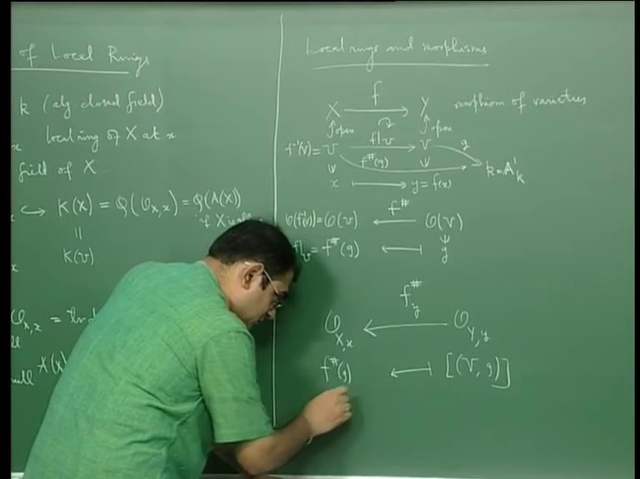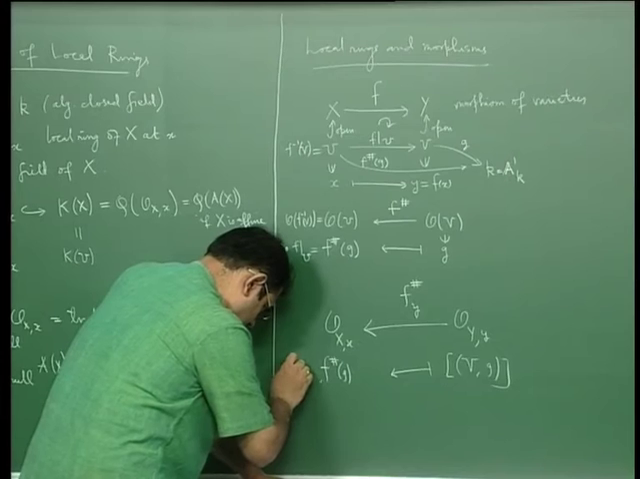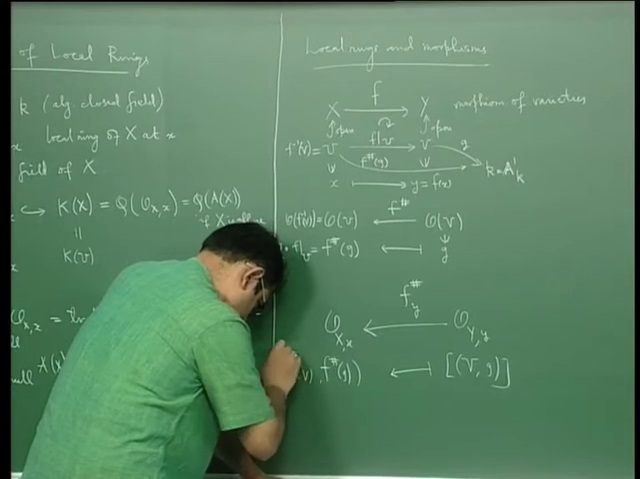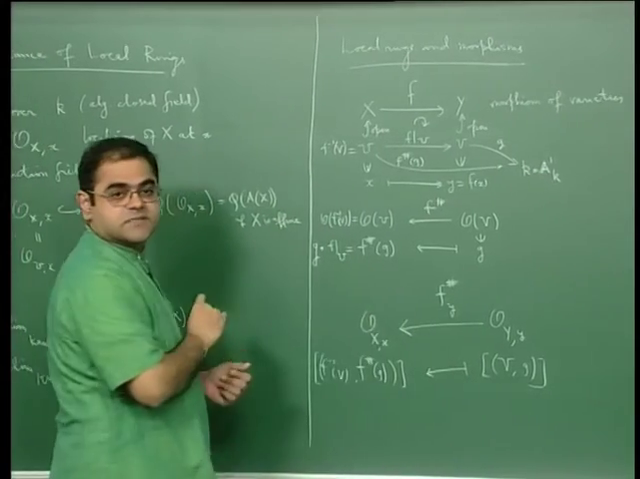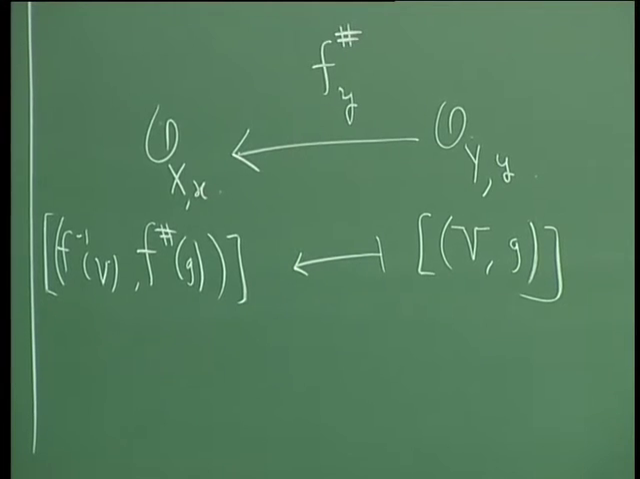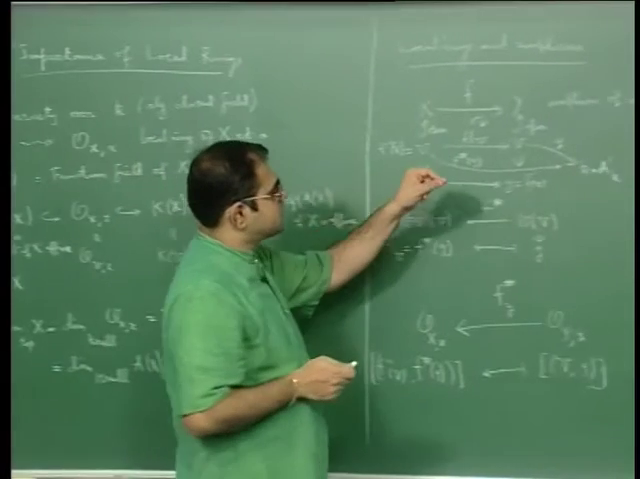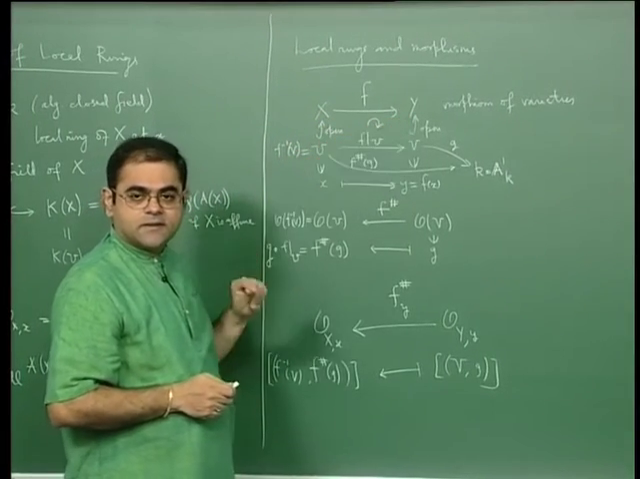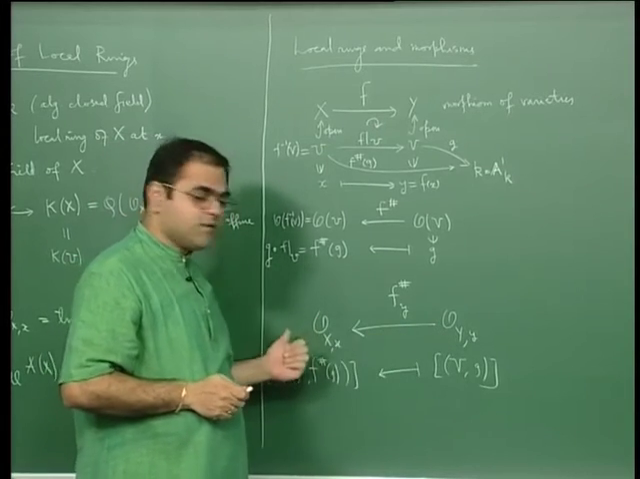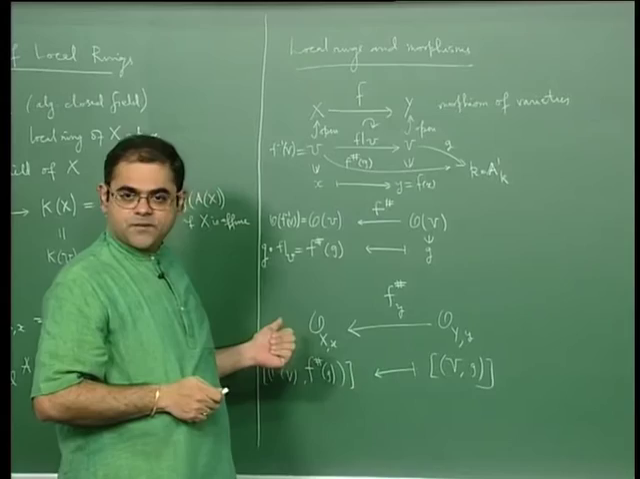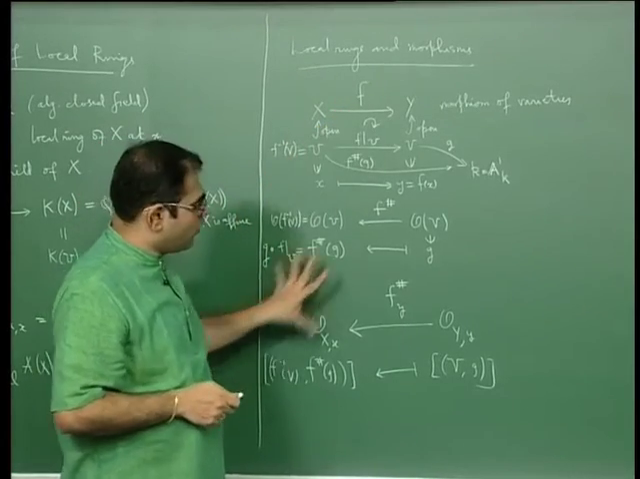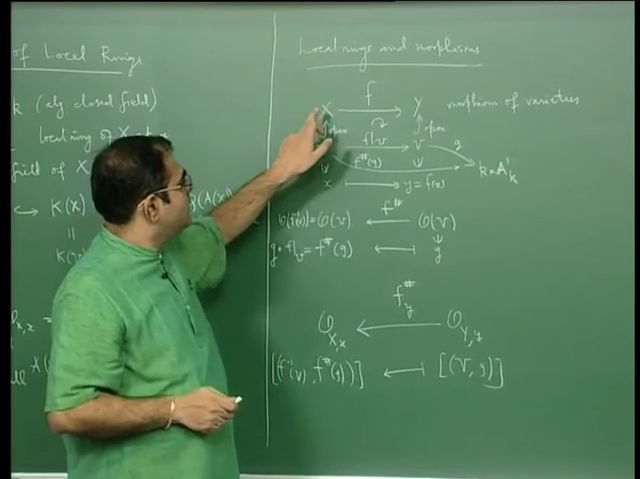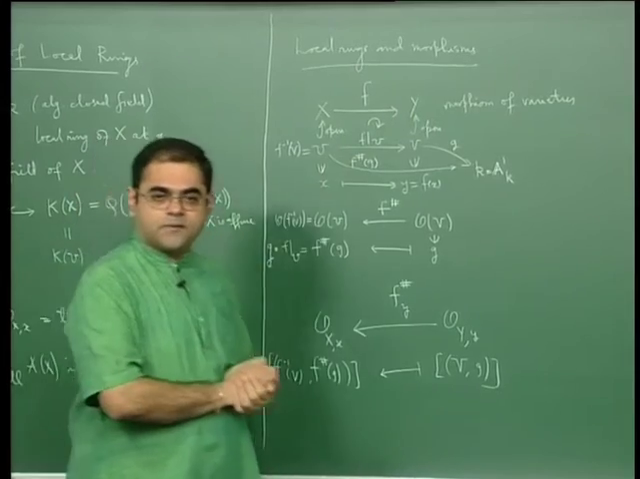So I take F hash G and I take it on U, which is F inverse of V, and I take this pair and then I take the class. So this is how this map is defined. All I am trying to say is that if you have a morphism of varieties, that morphism induces, for every point small x, and you take its image in capital Y, in the reverse direction a morphism of local rings, okay. And one morphism like this gives you a whole bunch of morphisms of local rings going in the other direction, one for each point here and its image there, right.